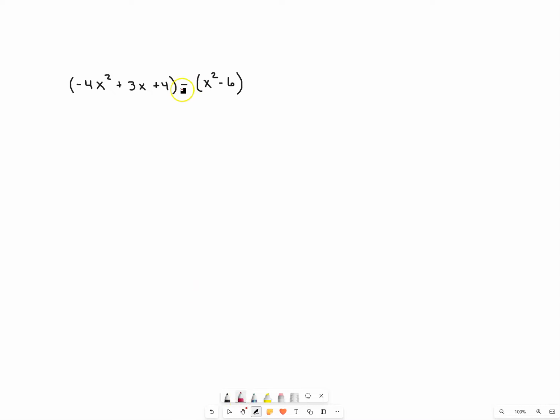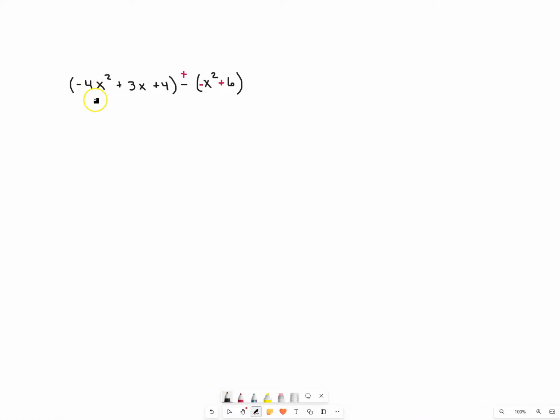In other words, I could change this minus to a plus, but then I would have to go inside the parentheses and change every sign inside. So this x squared would become minus x squared, and this negative 6 would become a positive. Okay, so let's keep up with that change as we do the final analysis here.